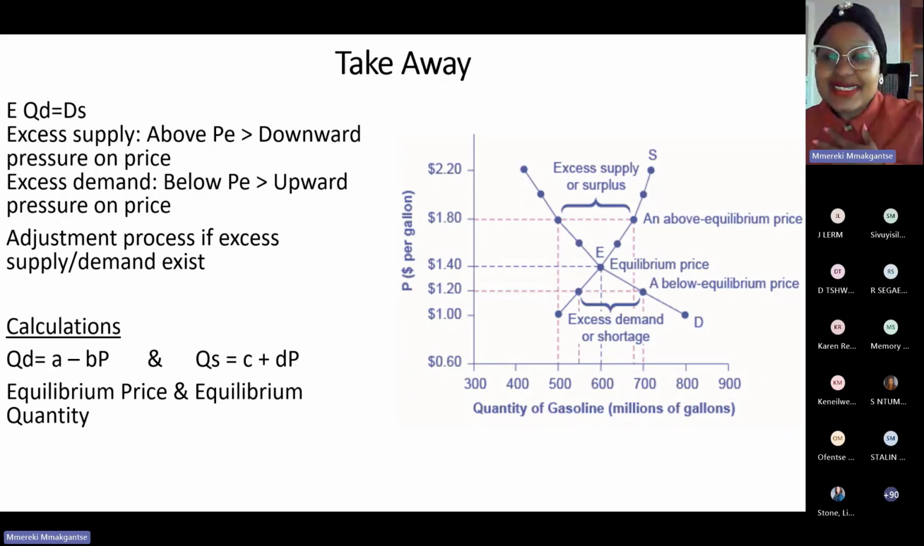Excess demand, is it above or below equilibrium price?